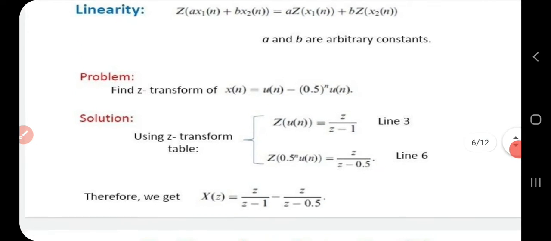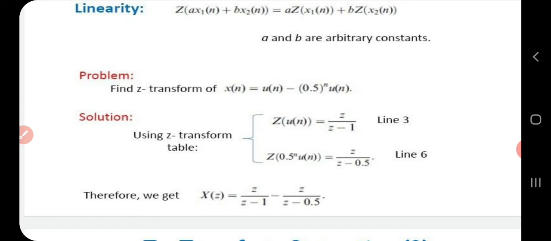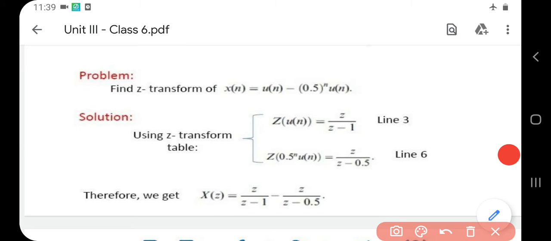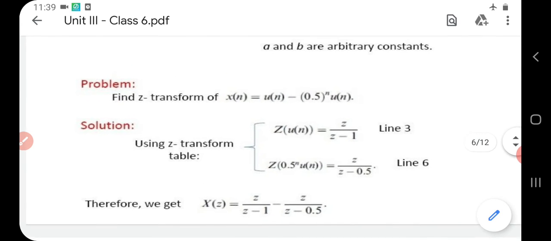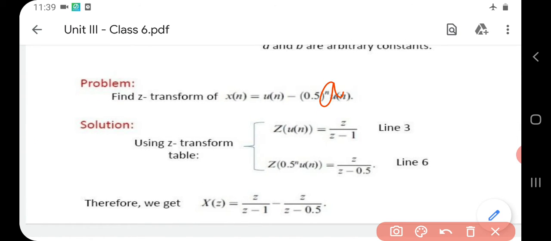See, you are given a solution question. Find the z transform of x of n equal to u of n minus 0.5 whole raised to n u(n). So in this case, first of all, you have to find the z transform of this one, then the z transform of this one, then you subtract it. So what is the z transform of u(n)? That is also of the form a raised to n u(n). A is 1 here. So what will be the answer? z by z minus 1.